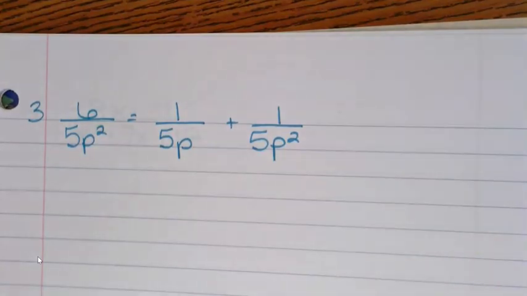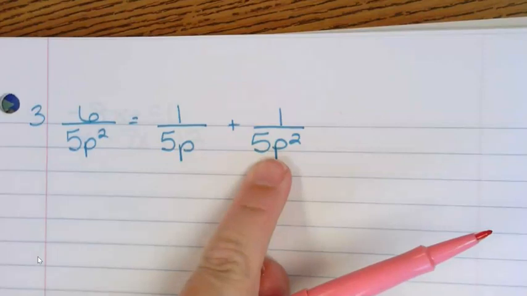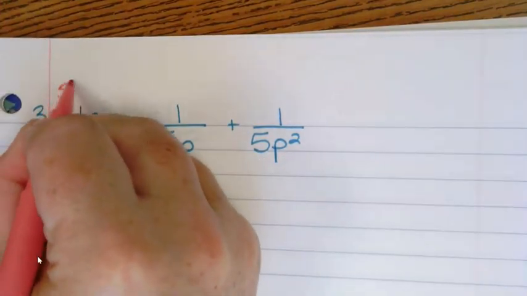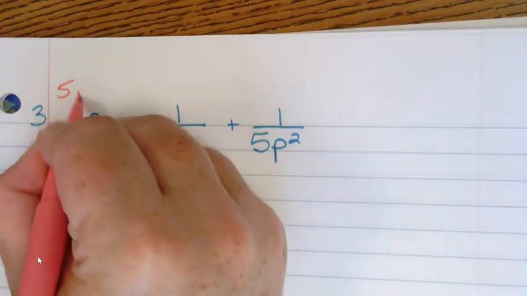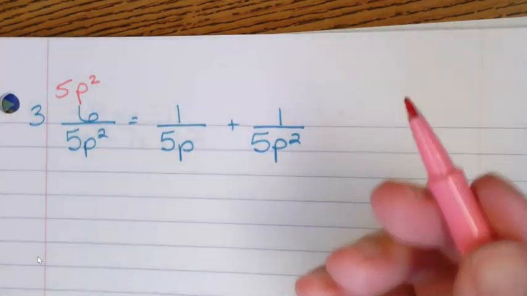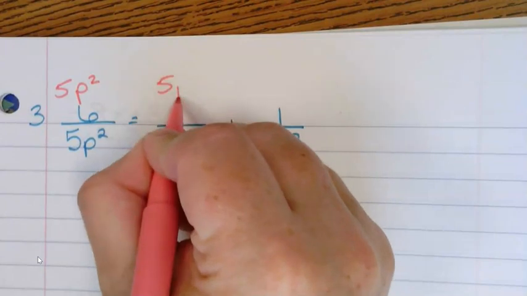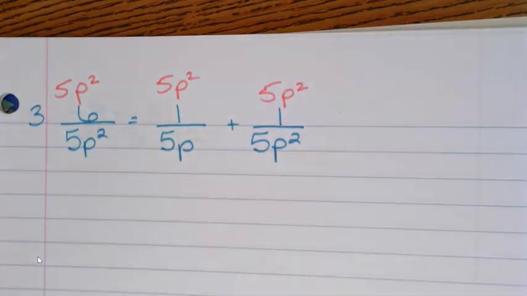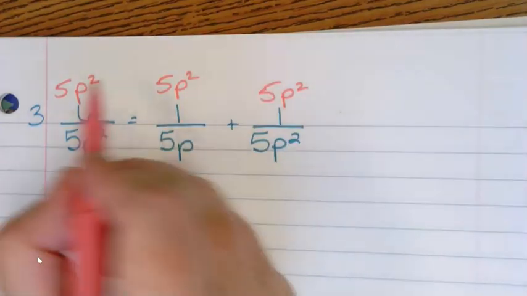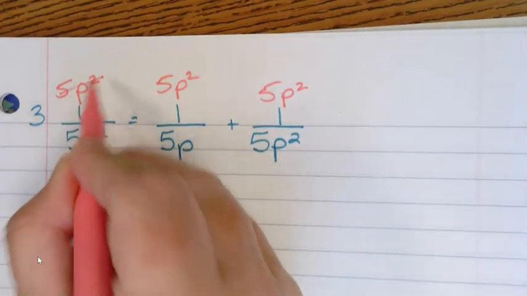Now, what's the biggest number? Nice, they all have a 5. Notice I have a p squared and I have a p. So we want p squared. We want the biggest of things. So 5p squared, 5p squared. 5p squared on top and on bottom, cancel.